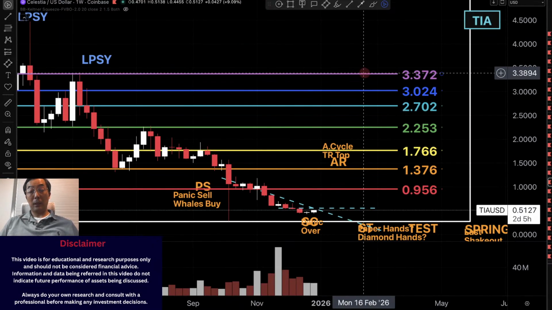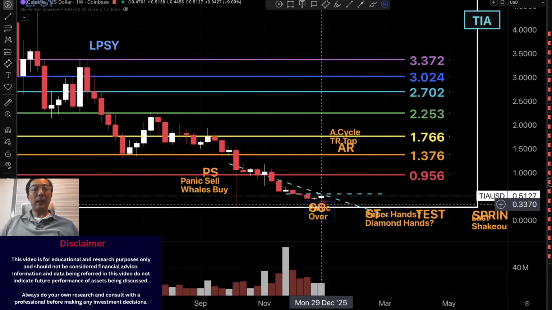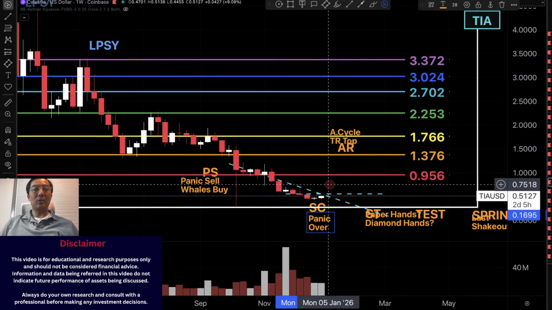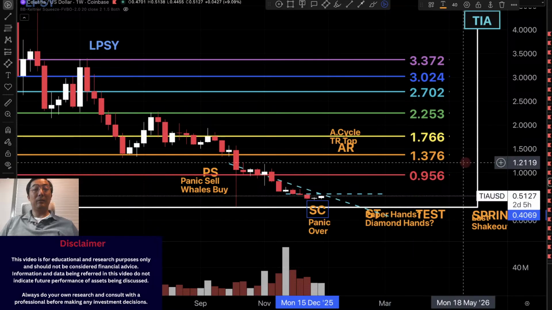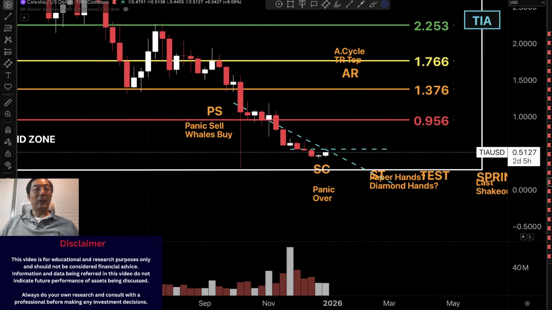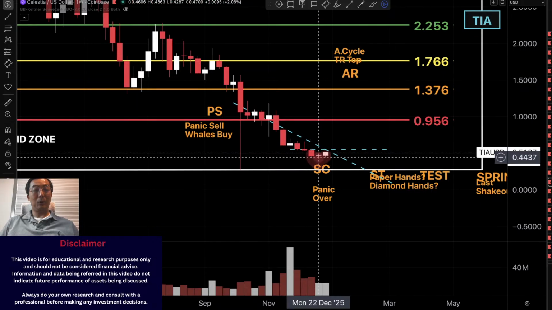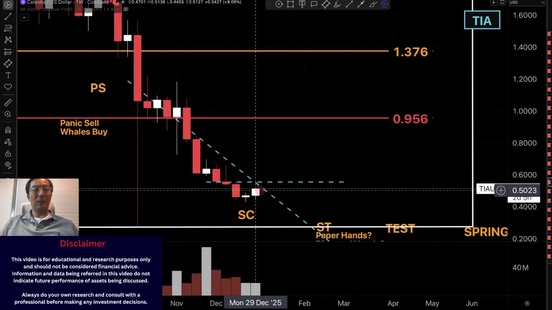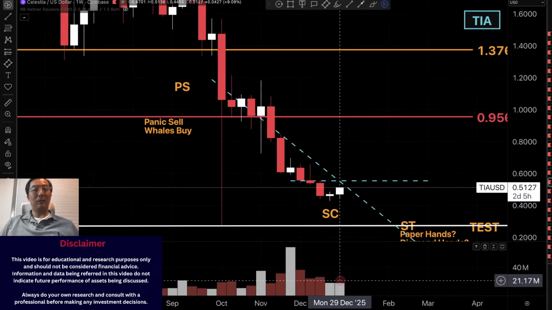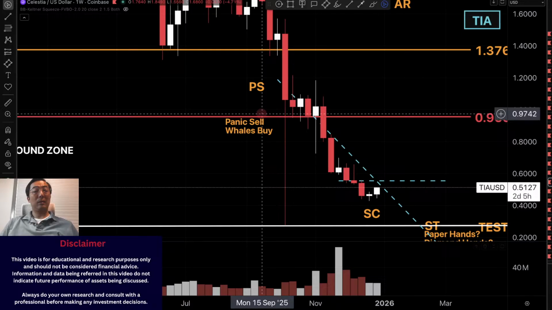Then we've got Celestia, TIA. TIA, again, going through a similar stage where the panic period may be showing up. This is like a little bit of a U-turn shape, a red candle and then a white cross, in this week's candlestick. Again, the volume is pretty low. It's actually the lowest across the past 7 to 8 weeks.